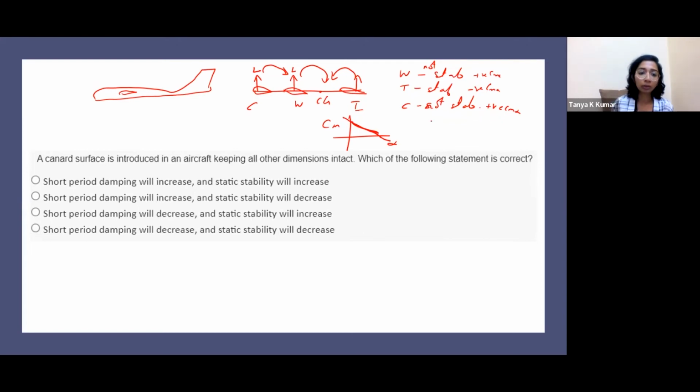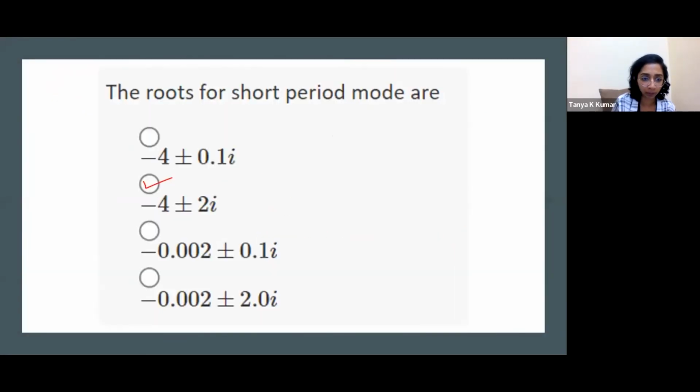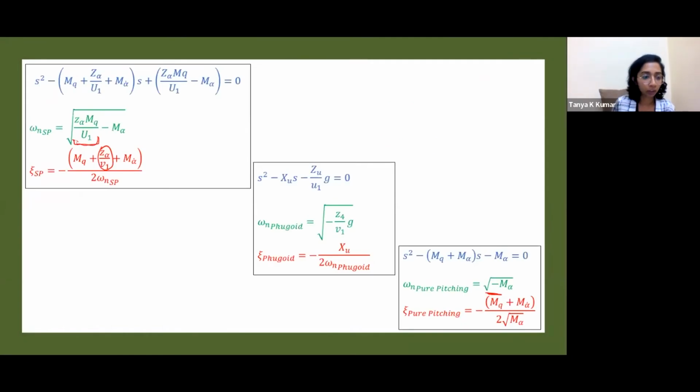Now we know that static stability will, what will be the answer? Decrease, correct. Now for short period damping, let's go back to the short period damping equation. Short period damping is this. Here, none of these quantities change when a canard is introduced, except which quantity? This M alpha. M alpha is proportional to CM alpha, so this changes. CM alpha is positive. The contribution of the canard is positive.